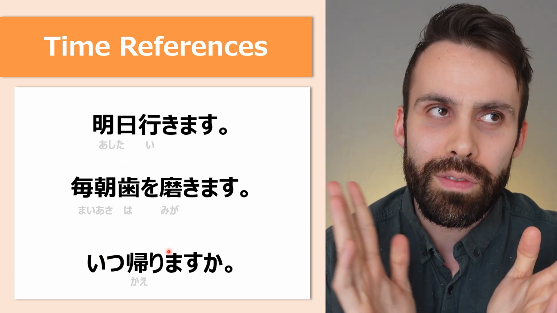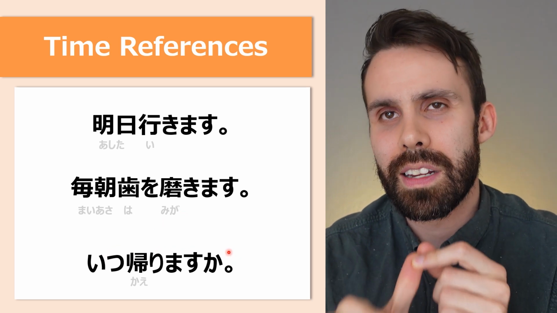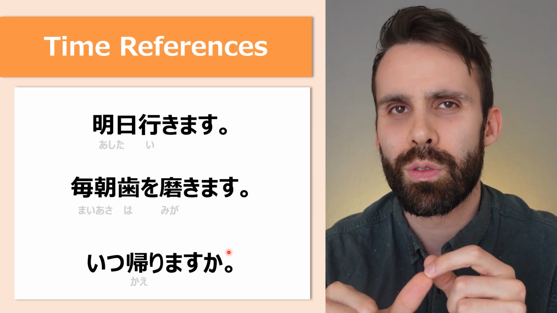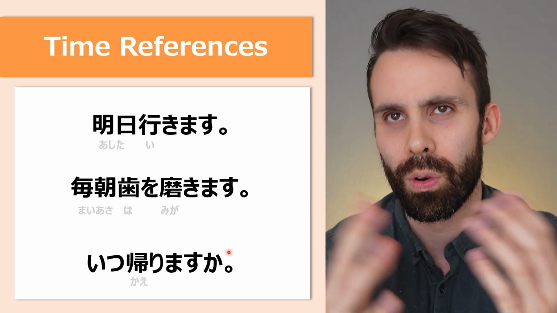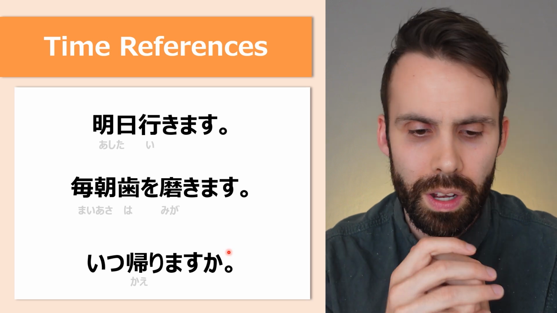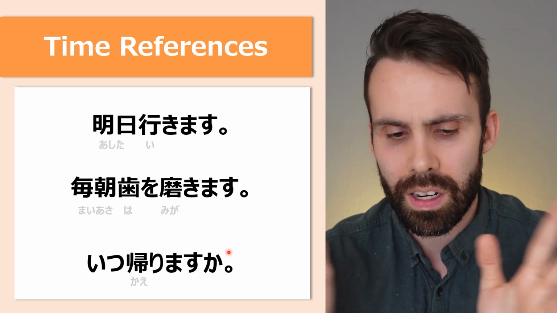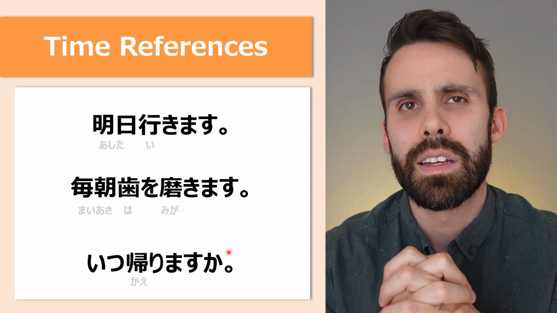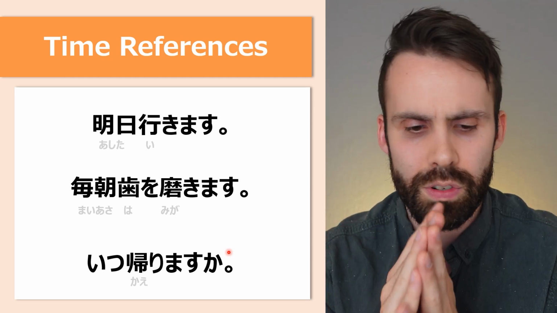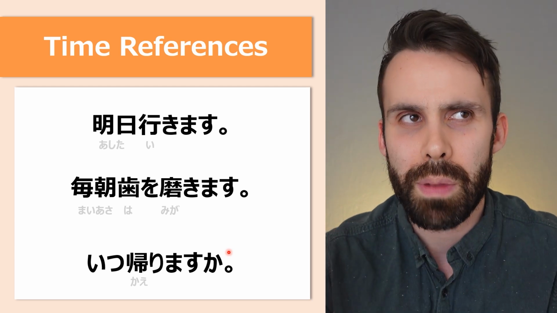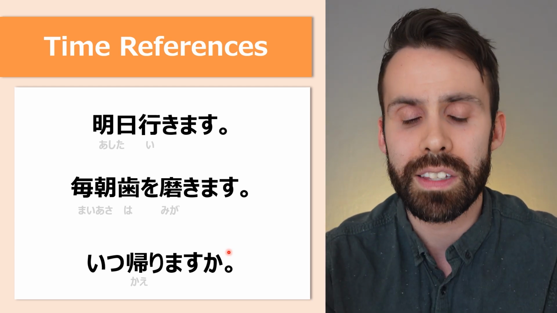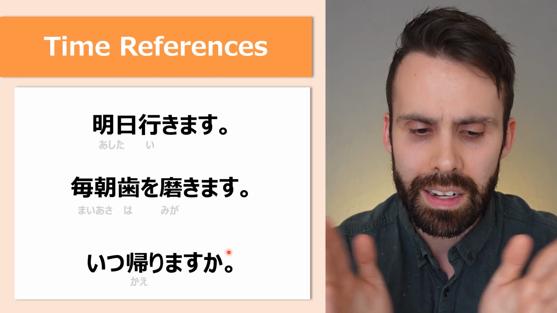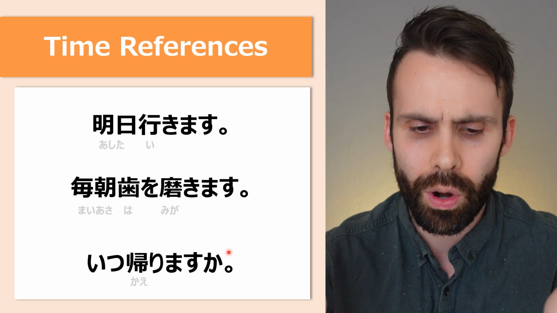So one rule of thumb is that you don't need ni for time stuff or time references that are relative to the present moment. So for example, 今日, today, 明日, tomorrow, 来週, next week. So you don't need ni for that. You don't need ni for something that is happening all the time. So 毎朝, every morning, 毎晩, every night, 毎日, every day. And you don't need ni for question words like いつ, so when, いつ帰りますか, so when will you return?